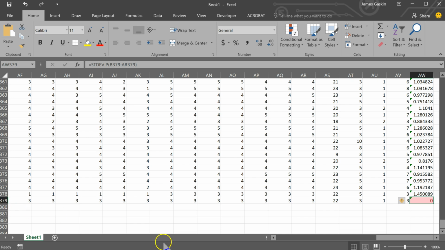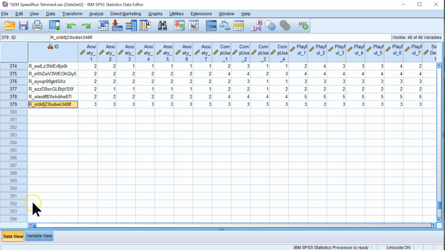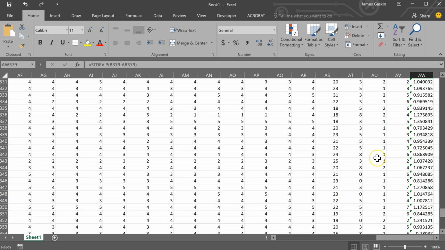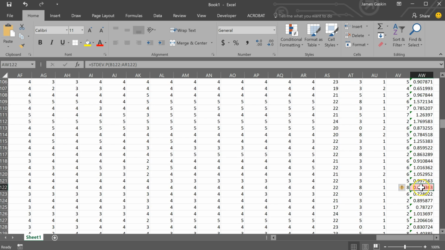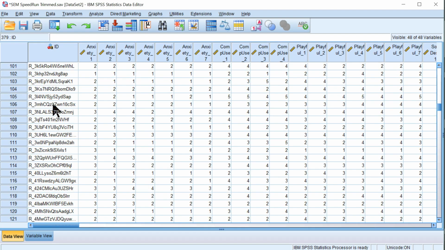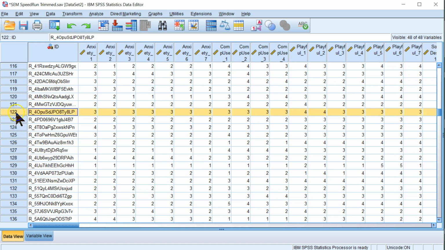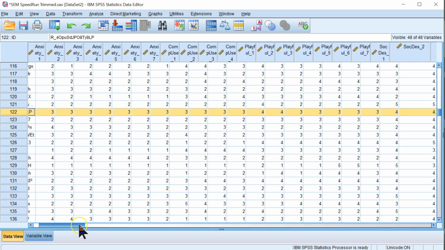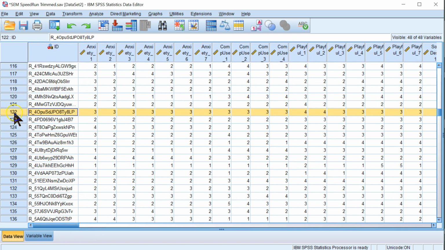I'm actually just going to delete that row right now. So I'll go back to SPSS, delete this row because they have zero variance, clear. And let's go back to those other two as well. So it wasn't that one, it was these two up here. Okay, this guy. That's row 122. If I go over here to number 122, then this is the person who had all threes all the way across, except a couple fours. So I'm going to delete that one.